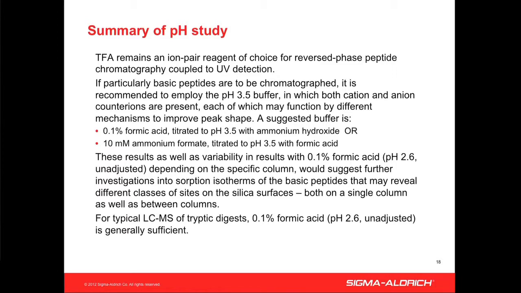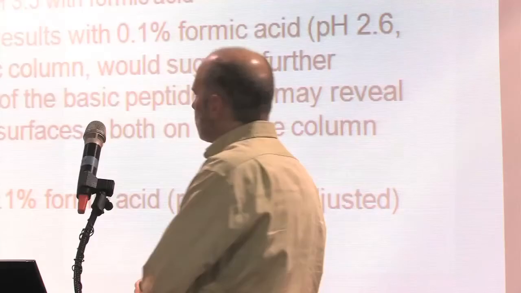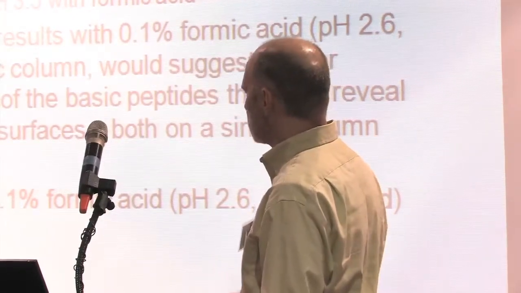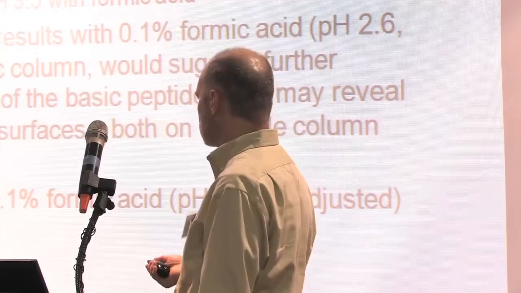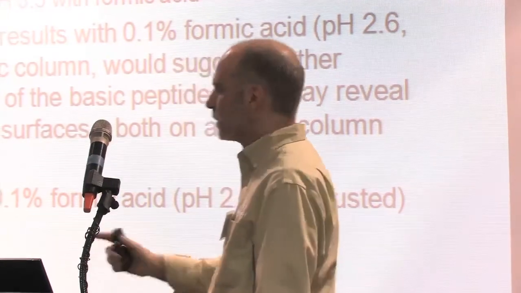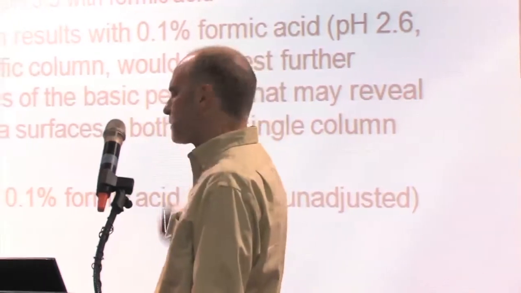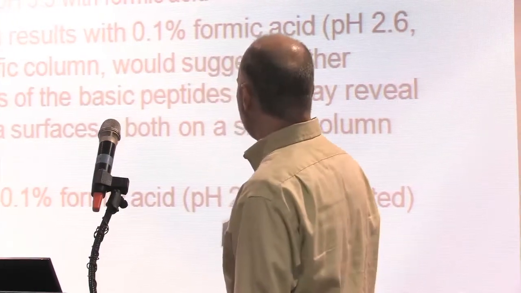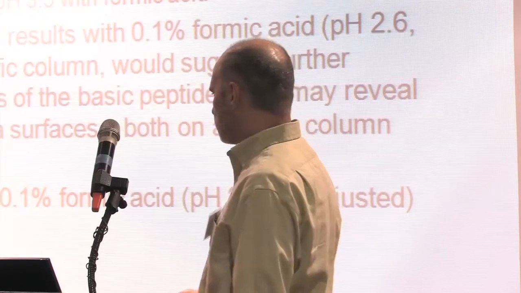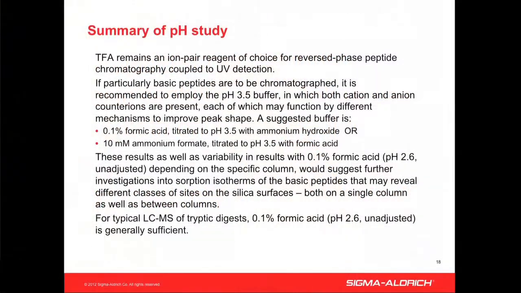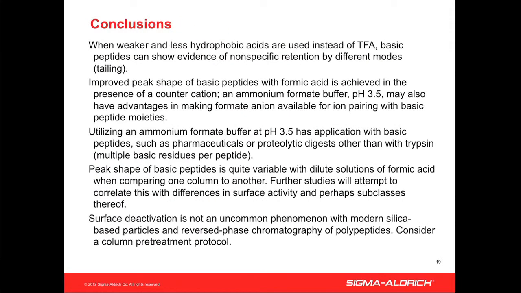But as I indicated, there are differences in the extent of the problem with different columns. So one thing we haven't done yet, but would like to do, is an investigation into adsorption isotherms of these basic peptides with the different columns to see if there are different classes or types of silanols on the surface. And again, if you're doing a typical tryptic digest, you probably will find that it isn't necessary to use this alternate mobile phase. It's the case of peptide samples that happen to be particularly more basic.